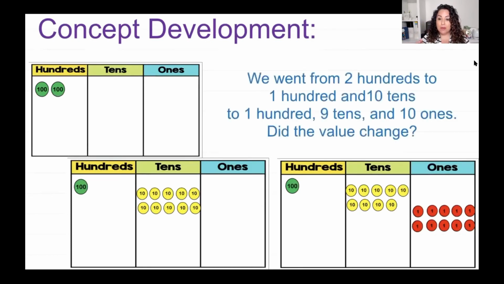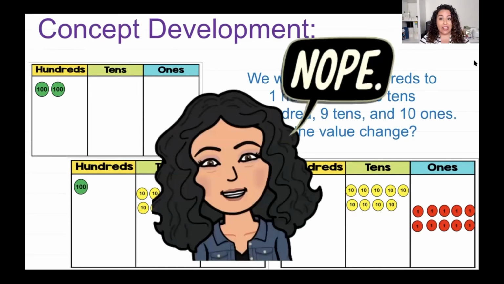So you can see we went from 2 hundreds to 1 hundred and 10 tens to 1 hundred, 9 tens and 10 ones. Did the value change? Is this a different number or is it all the same? The value, nope, did not change.